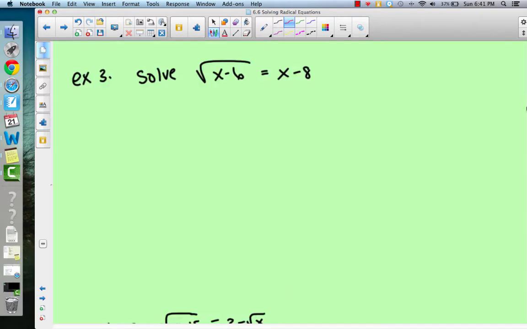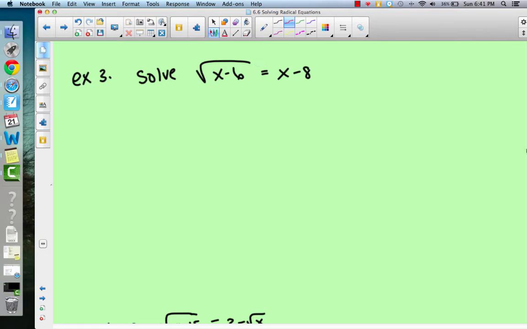This one's a good one to go through as well. It's a little bit more complicated. So we're dealing with the square root here, but what you notice is that the right side of the equation is not just a number, okay? And this is where it starts to get a little trickier. So just like before, my square root is on its own, okay? I don't have to move anything over because it's on its own.